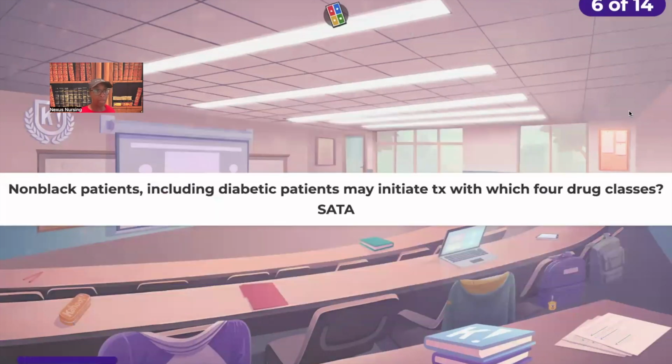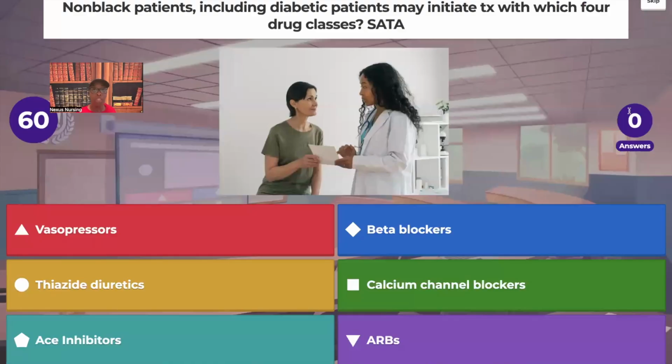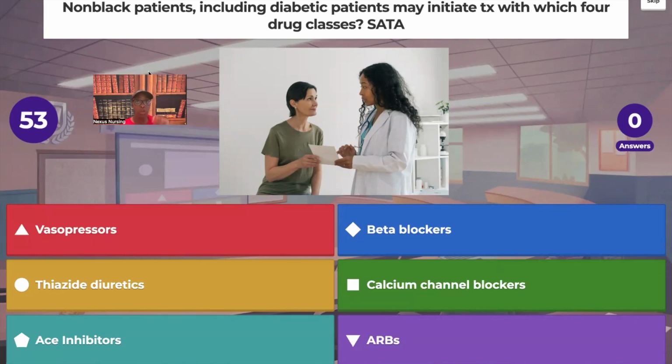Select all that apply. Non-Black patients, including diabetic patients, may initiate treatment with which 4 drug classes? You're going to choose 4 of them. Non-Black patients, including diabetic patients, which 4 drug classes would you expect to be ordered? We have vasopressors, beta blockers, thiazide diuretics, calcium channel blockers, ACE inhibitors, ARBs.